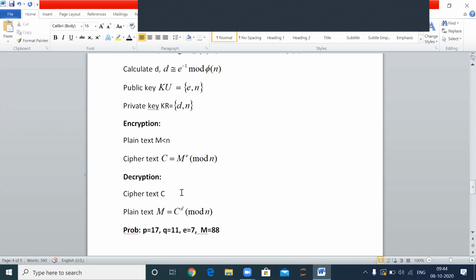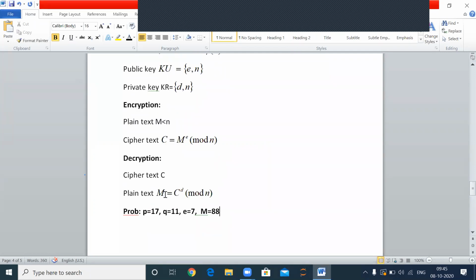So, to obtain the ciphertext, C is equal to M power E mod n. Here M is given, that's the plain text. E, the integer, is also given, mod n. n we have to calculate. You know how to calculate n in the RSA algorithm? P into Q, right? And also to perform the decryption, that is nothing but to obtain the plain text, M is equal to C power D mod n.